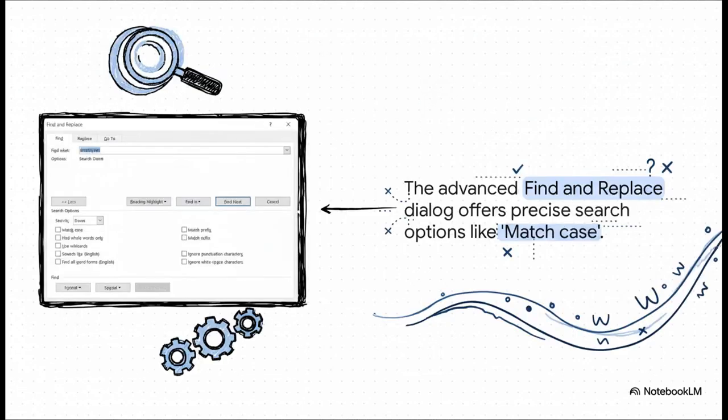And for those times when you need even more control, the full Find and Replace dialog is your absolute best friend. Want to find word with a capital W but not the lowercase word? Just check Match Case. Need to find only the whole word and not parts of other words? There's a box for that. You can even use wildcards for really complex searches. This is all about precision editing.